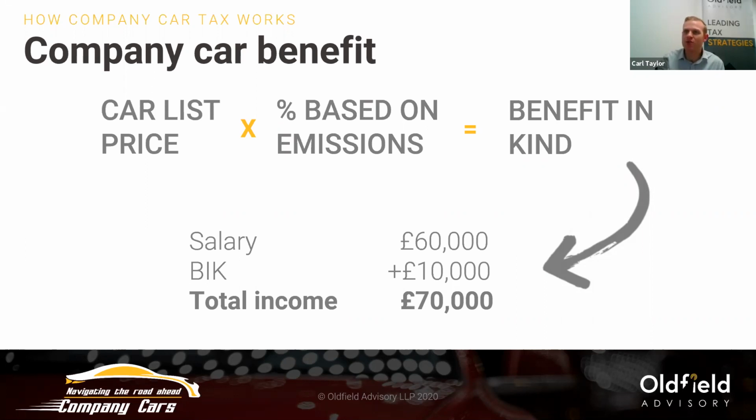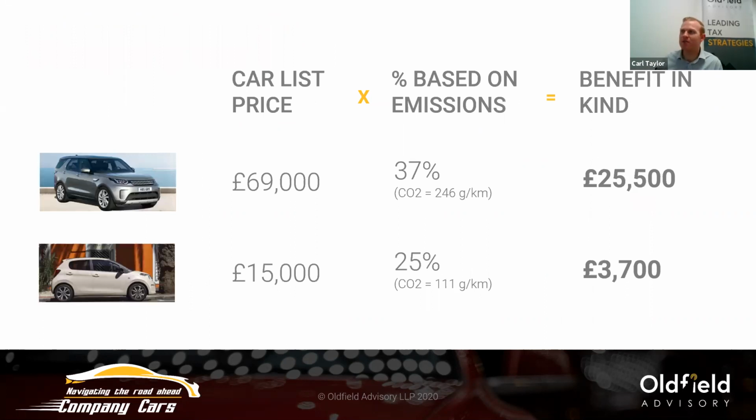I've just got two key examples here, two familiar cars that everybody would have seen before, just to illustrate the point. You've got a Land Rover Discovery at the top, with quite a high list price, £69,000, and quite high emissions as well. So it's got a percentage there of 37%. Take the 69,000 times 37%, and that gives us the benefit in kind. That's pretty high actually for a Discovery, nearly £26,000.